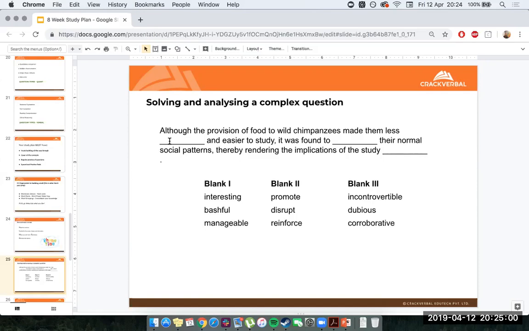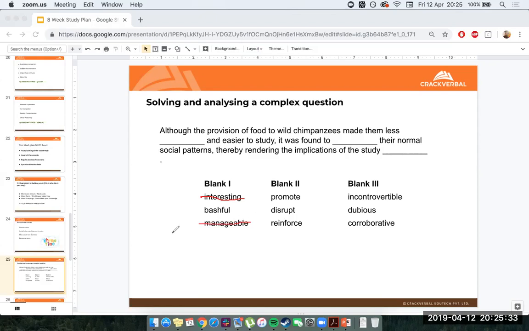So let's take a look at the options. Less interesting. Well, it doesn't make sense that they'd be less interesting, because that has nothing to do with being easier to study and nothing to do with interaction with humans. So let's say interesting doesn't work here. Bashful. Now, what does it mean to be bashful anyway? Who knows? Let's move on to the next word. Manageable. Made them less manageable? No, it made them more manageable and easier to study, right? So less manageable is out because it's the opposite of what we're looking for.